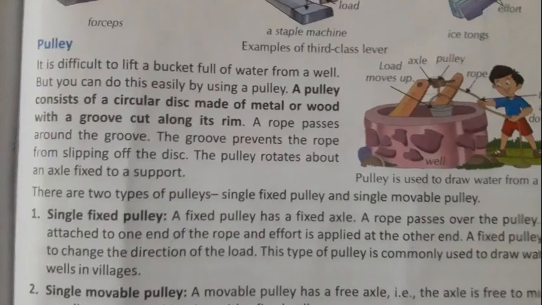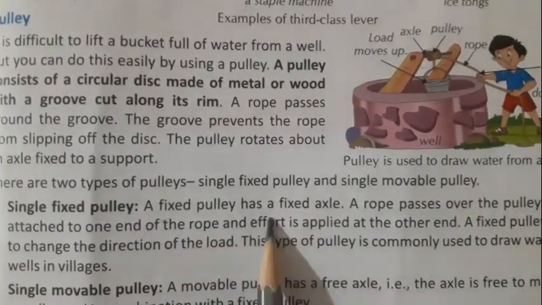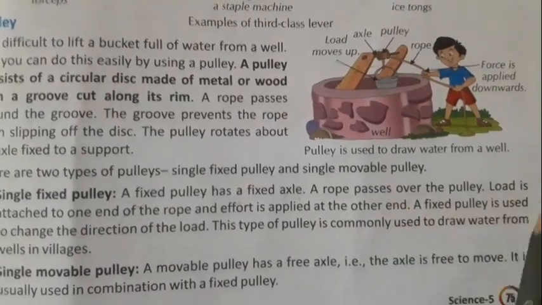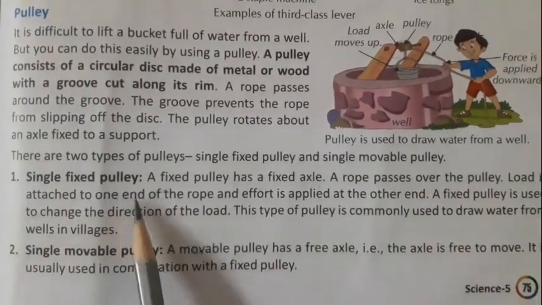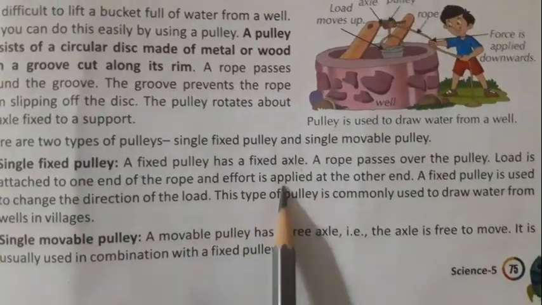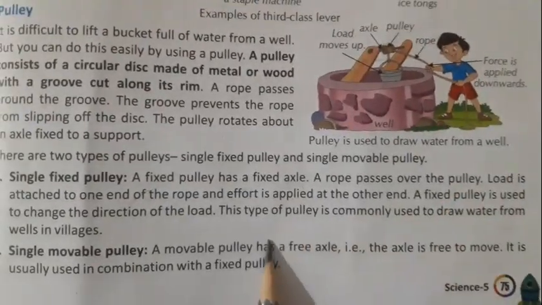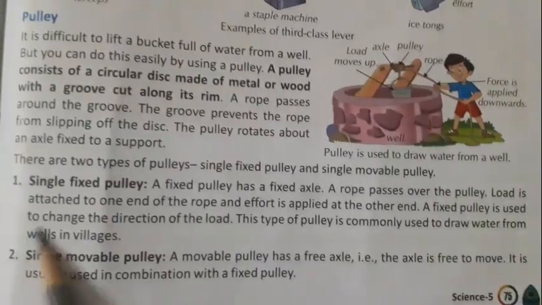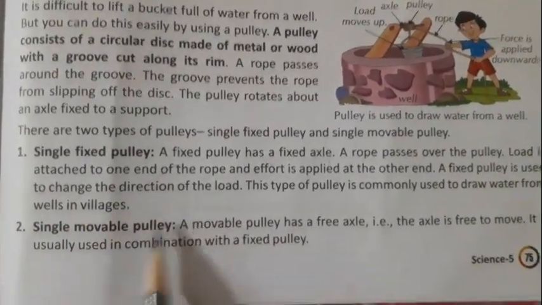So let's discuss them. A single fixed pulley has a fixed axle. A rope passes over the pulley. Load is attached to one end of the rope and effort is applied on the other end. So this type of pulley is called a single fixed pulley.